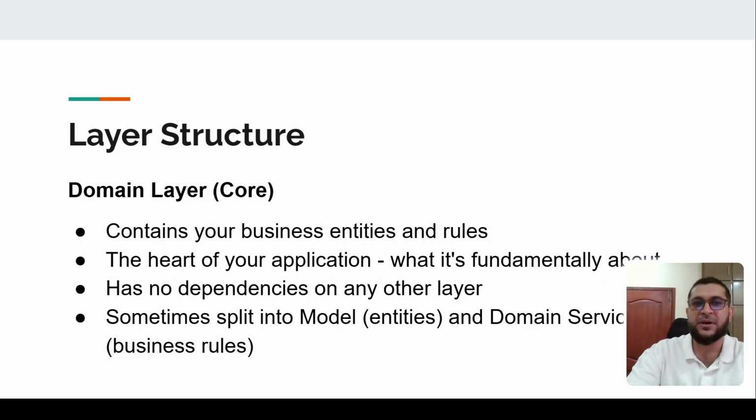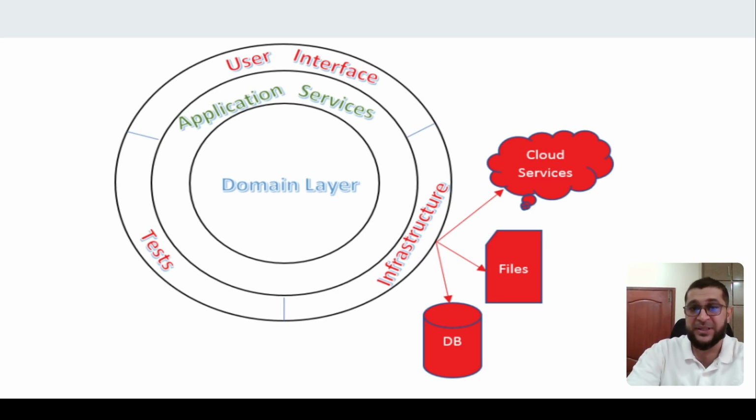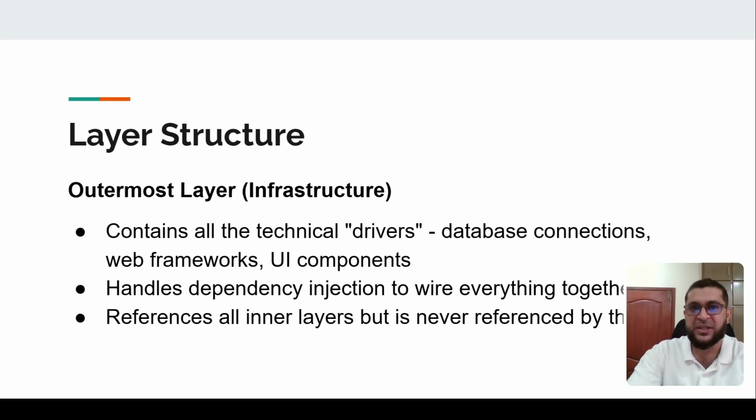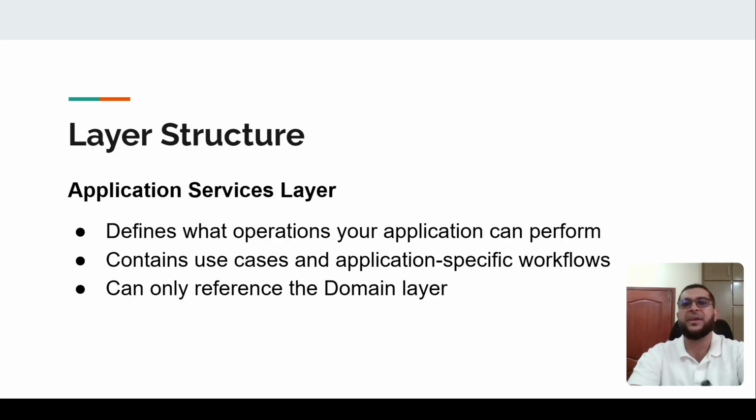Second, this is the complete onion architecture. As I mentioned, in the outermost layer we have infrastructure. Infrastructure has databases, files, cloud services, and web APIs. It handles dependency injection and references all the inner layers, but is never referenced by others. Second, we have the application layer, which defines what operations your application can perform. In this layer, we have all the use cases, command handlers, and queries. It contains use cases and application specific workflows, and it is only referenced by the outer layer. So this is the second layer.